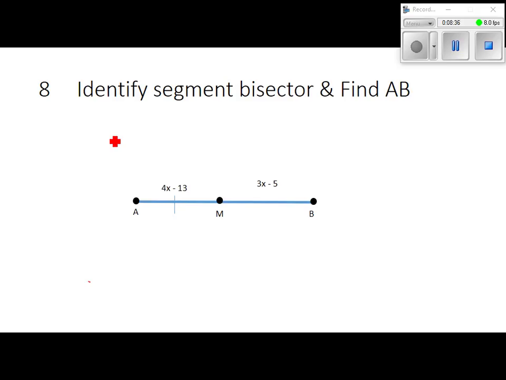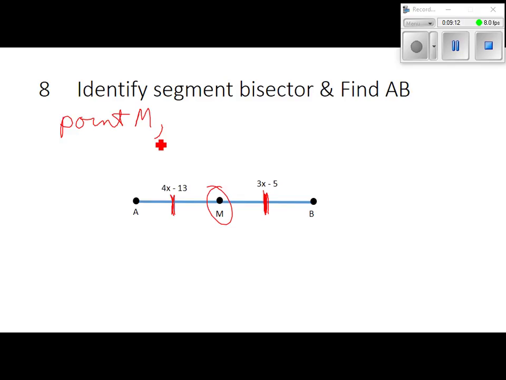Number 8 says identify the segment bisector and find segment AB. So we're going to identify the segment bisector. There should be a tick mark on there. I'm not sure what happened to it. Looks like it disappeared on me. A segment bisector is a point, a line, a ray, anything that splits the segment into two congruent segments. And that's what these tick marks tell us, that those two segments are congruent. So this time the segment bisector is just point M. So that's the first part of our answer.